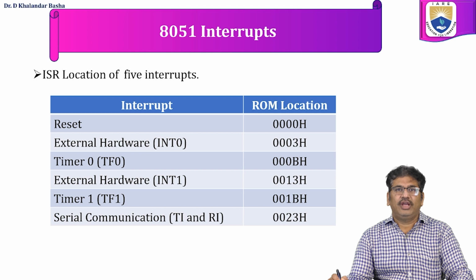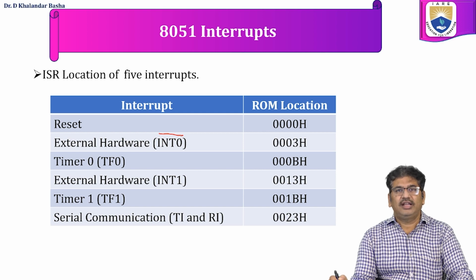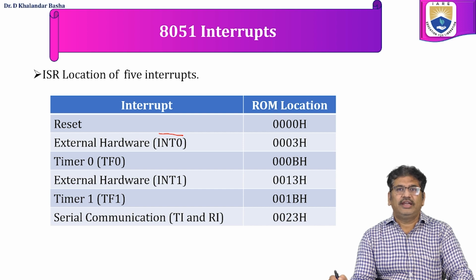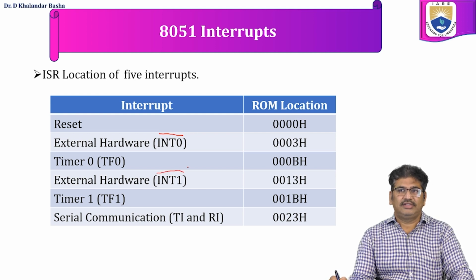For reset, the ROM location is 0000H. External hardware interrupt on INT0 bar will have the ISR address at 0003H. For timer 0, the overflow flag which we get on TF0, the corresponding ISR we can find at location 000BH. The external interrupt generated on the signal INT1 bar will have the ISR address at 0013H. For timer 1 overflow, we can see the timer overflow 1 flag. If it is generated, the ISR which exists at 001BH will be executed.